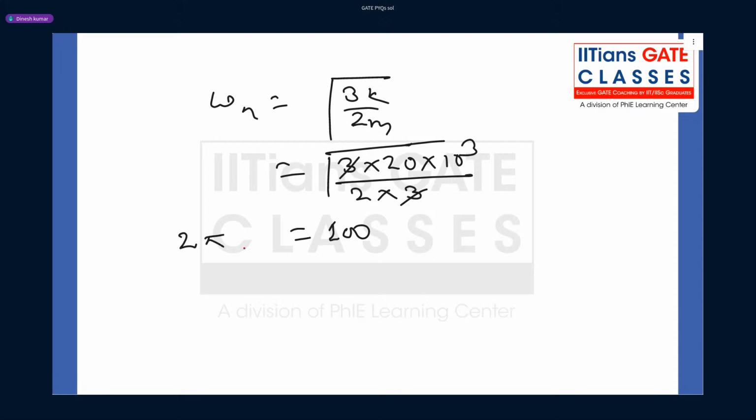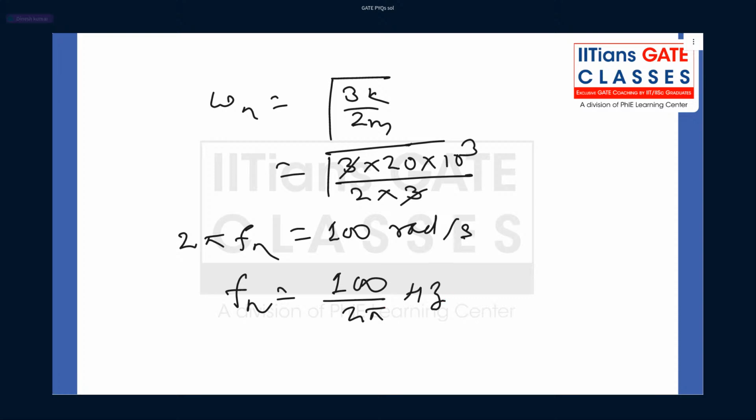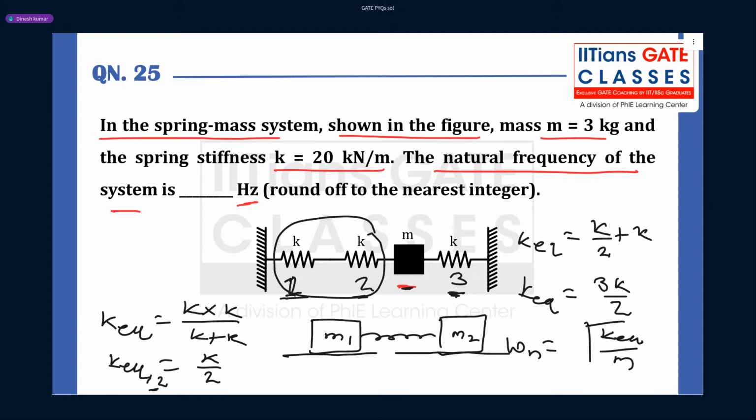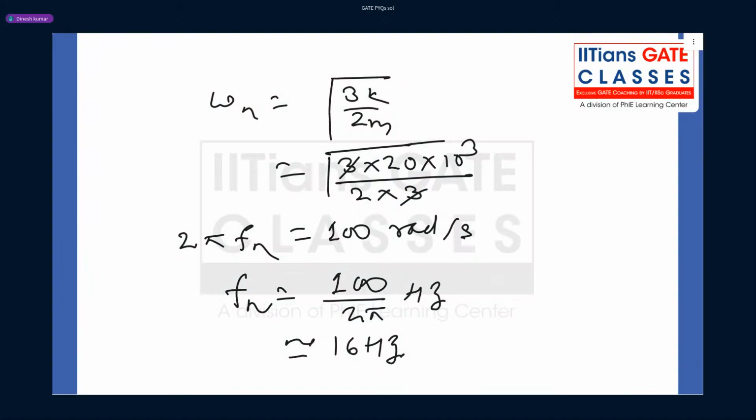Now guys, we know omega n is 2 pi fn, right? Because here this is in radian per second. Now what will be fn? fn will be 100 by 2 pi, and it will be in hertz. So find out the fn value. It will be approximately 16 hertz. They asked the answer to the nearest integer, so it will be 16 hertz. It will be some 15.9 something. So fn is 16 hertz.